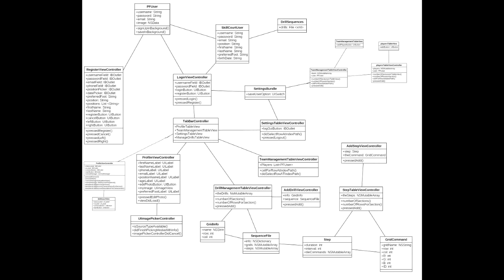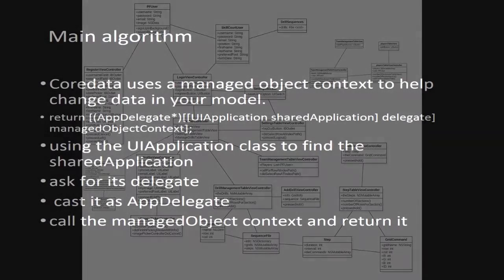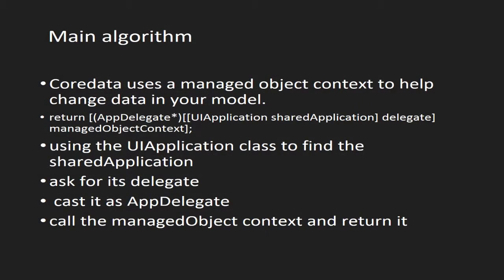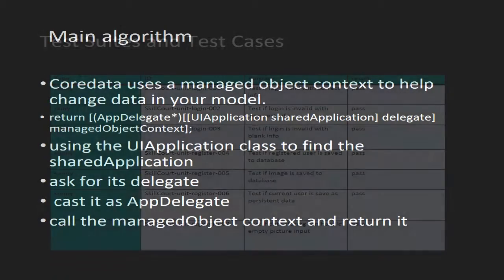A class that uses persistent data well is the login view controller. We need the managed object context every time we need to make a change to the model, which we have to get from the app delegate. So by writing a piece of code like this and having a managed object context method, I can use the UIApplication to get the shared application, get that delegate, and cast it as an app delegate to return to me. By doing this, I can always call self instead of calling all of the delegate methods just to make a change to the model.